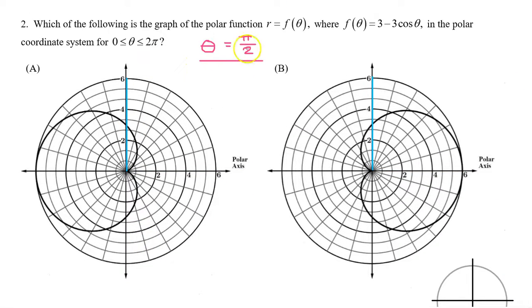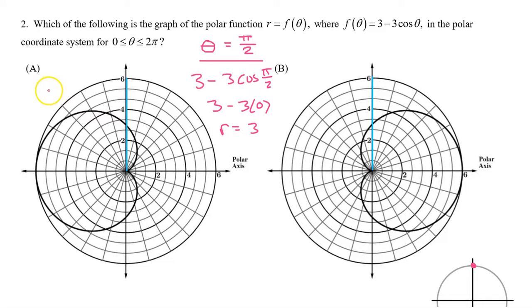Let's try letting theta equal pi over 2. So we have an r value of 3 minus 3 cosine pi over 2. Cosine is the x value on the unit circle, and at pi over 2, the x value is 0. So we have 3 minus 3 times 0. In other words, r is equal to 3.